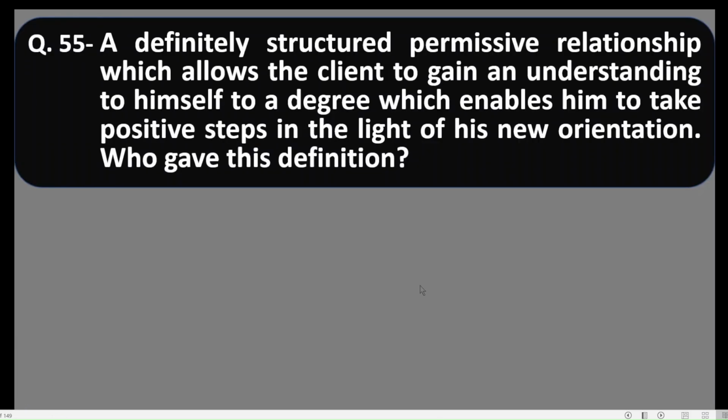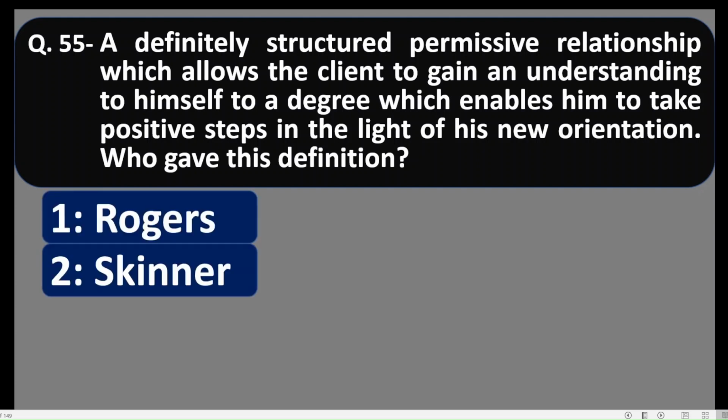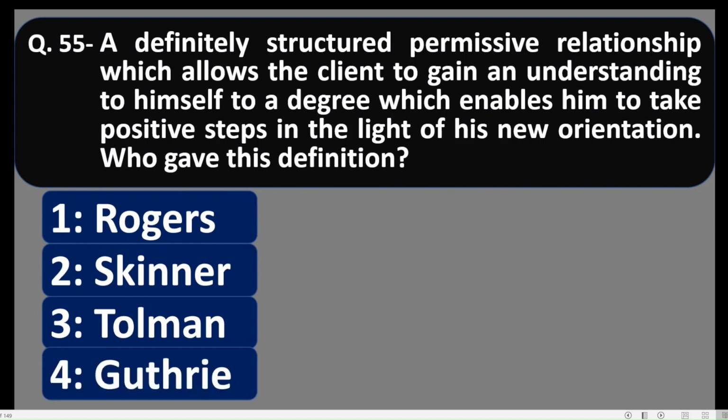Question 55. One definition is given here. Let us see the definition. A definitely structured permissive relationship which allows the client to gain an understanding of himself to a degree which enables him to take positive steps in the light of his new orientation. Who gave this definition? Let us see the options. Rogers, Skinner, Tolman, and Guthrie. Friends, this definition was given by Rogers in terms of the counseling. So option 1 is correct.